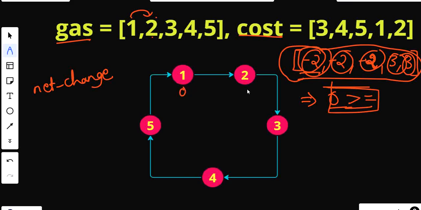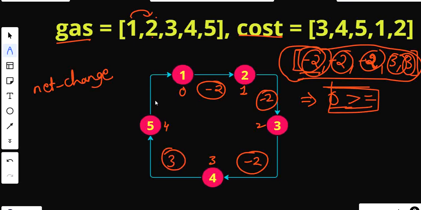And what will the solution be? If we see the pattern that we just discussed, from 0 to 1 the value was -2. From 1 to 2, the value was again -2. From 2 to 3, the value was again -2. From 3 to 4, the value became 3. And from 4 back to the initial point, the value again became 3.